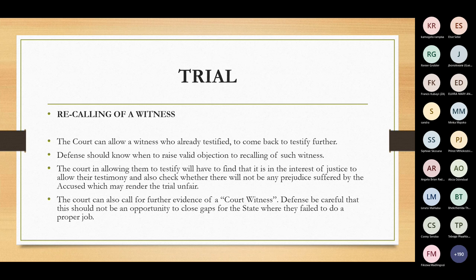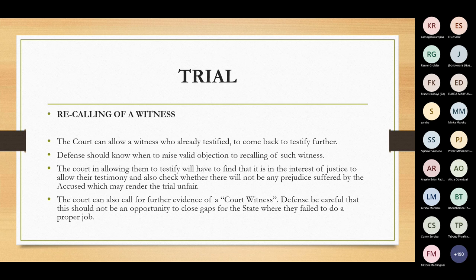Don't sit back now and take your pen on the side and fold your hands and say, now is the time for the court to ask questions. It's okay, it's the court. What injustice can happen? It's the court. Don't allow that. You note each and every word that is coming out of the mouth of that presiding officer.